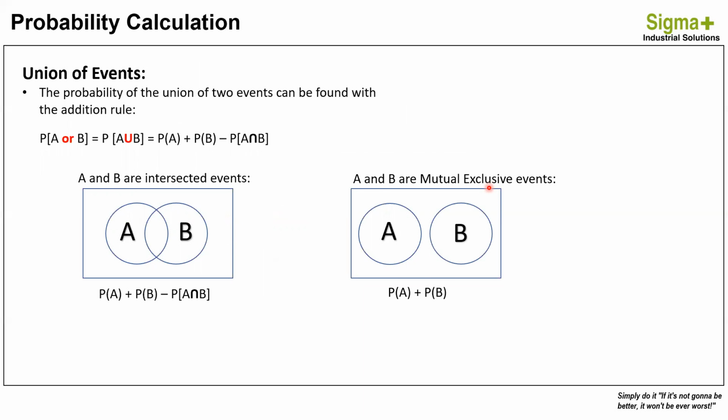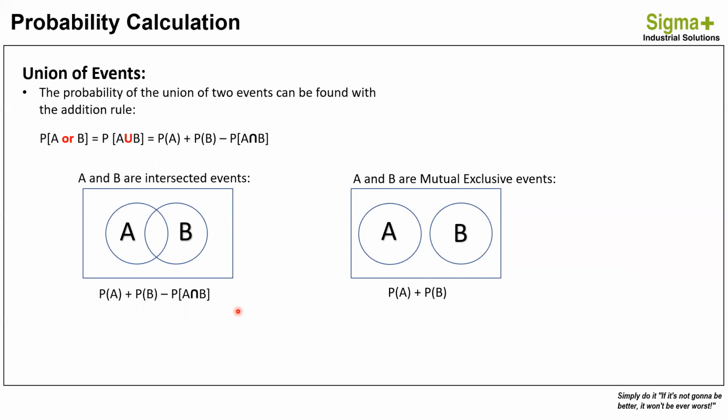How do we calculate the probability of the united events? Suppose that I have two events, A and B, and we have two different scenarios to calculate the probability of the union of the events. In the first scenario, if there is an intersection between both events, the union probability can be calculated by P(A) plus P(B) minus the probability of the intersection between both events.